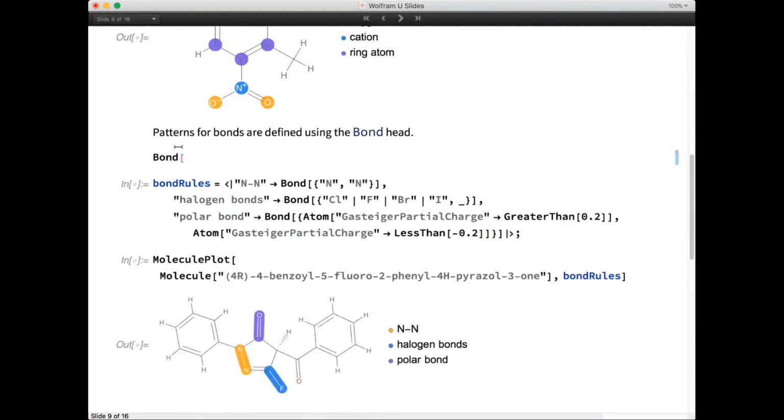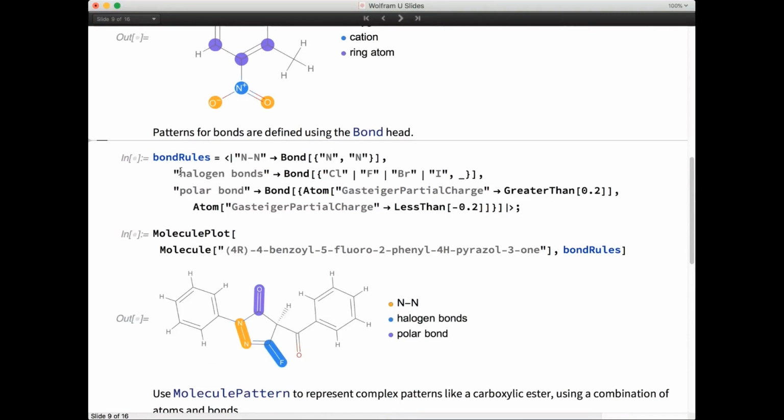Let's see. We can also define patterns for bonds. So this would represent any nitrogen-nitrogen bond or any bond between a halogen and anything else. If you look at this, it's got the head bond, so it's going to match a bond. The first atom uses alternatives, and you should know that this little pipe here matches alternatives.